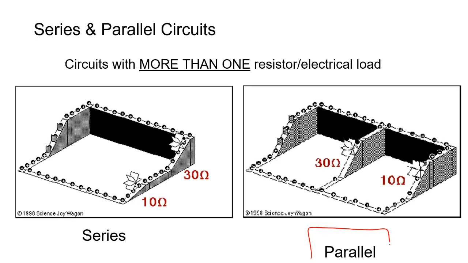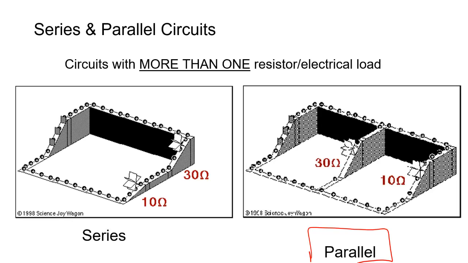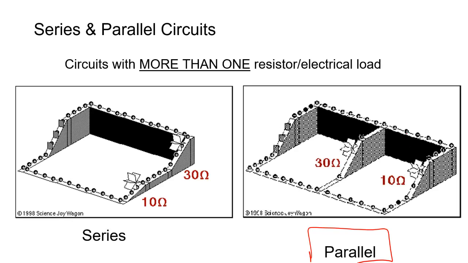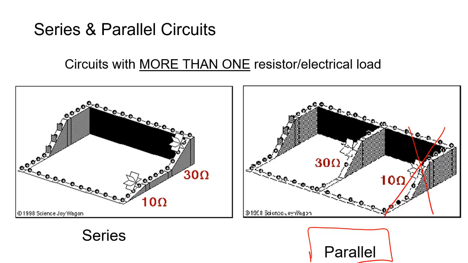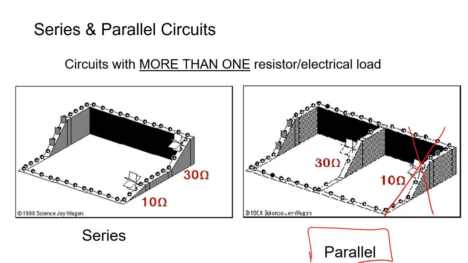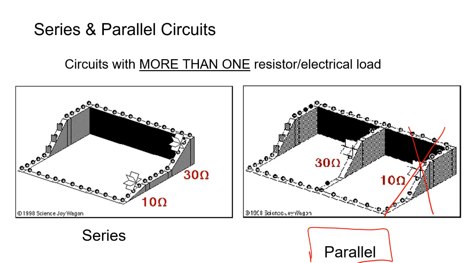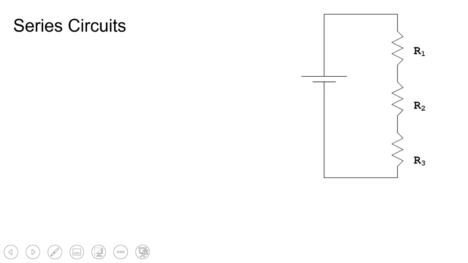Parallel loops are definitely more commonly used for us. Our homes are wired in parallel so that if all of a sudden this light bulb or electric load goes out, then electricity will still flow to the other things or loads that are on that circuit. Okay, so we'll talk about the key points between each of these two types of circuits.